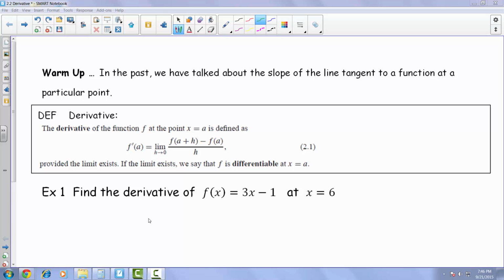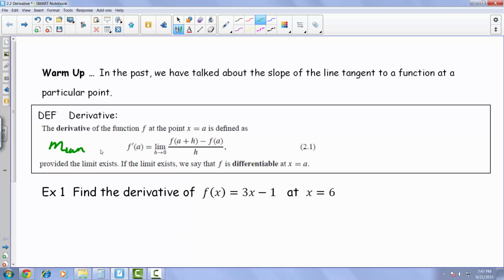Here we're looking at example 1 from our 2.2 set of notes, but before we dive into that, let's go ahead and look at the definition for the derivative, because it's actually something that we've already gone ahead and discussed. Believe it or not, the derivative is just another word that we use to describe the slope of our tangent line for a particular function at a particular point.